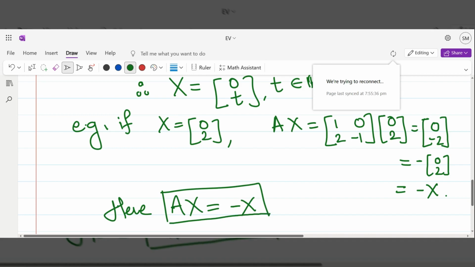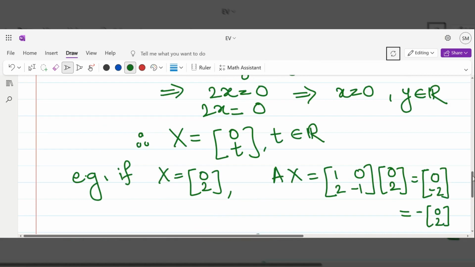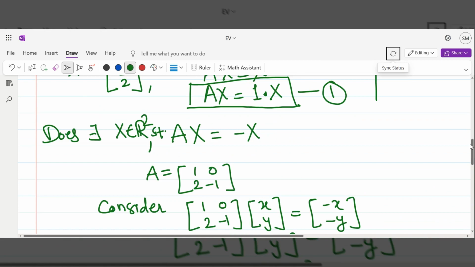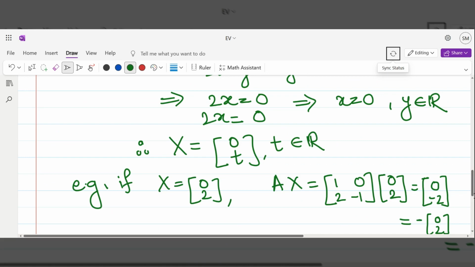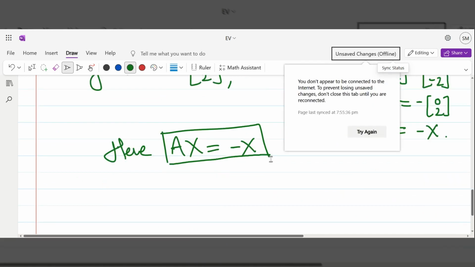If I just go back to the previous equation, equation number 1, what we can see is that for a given matrix A, there were an infinite number of vectors X such that A into X, the output, was the same vector X, whereas in the second case, A into X is minus X.